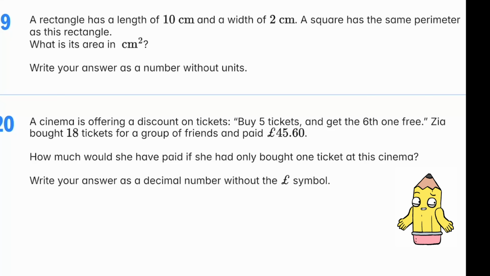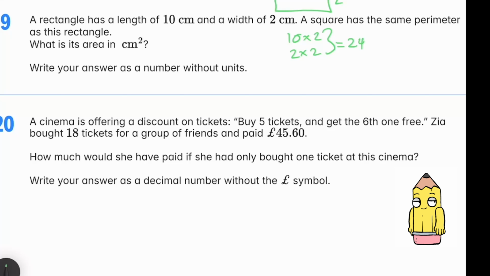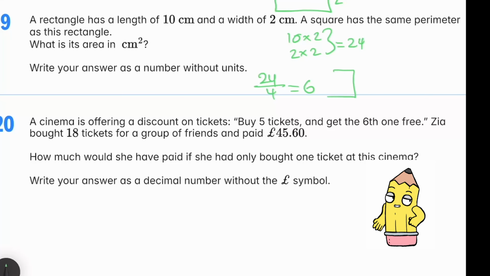Well, if a rectangle has a length of 10 centimeters and a width of 2 centimeters, then its perimeter is going to be equal to 10 multiplied by 2 plus 2 multiplied by 2, which is 24. Now we can find the side length of a square with the same perimeter as this rectangle by dividing the perimeter by 4. So 24 divided by 4 gives us 6. So the area of a square with a side length of 6 is going to be 36. So we'll have 36 centimeters squared, and that's just 6 by 6.